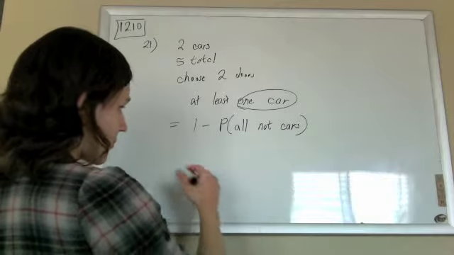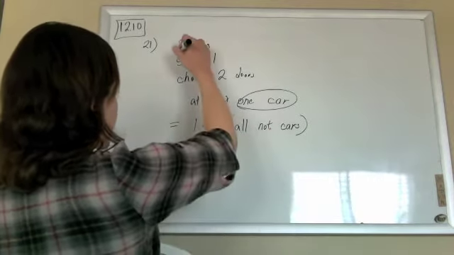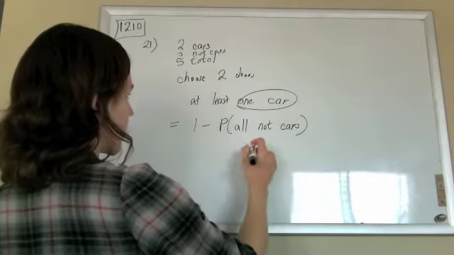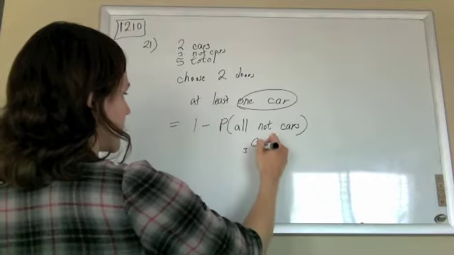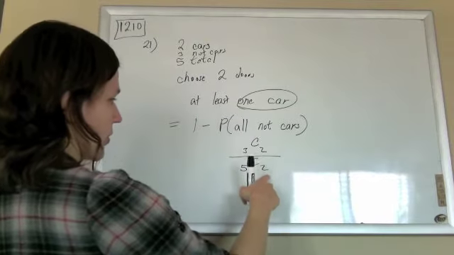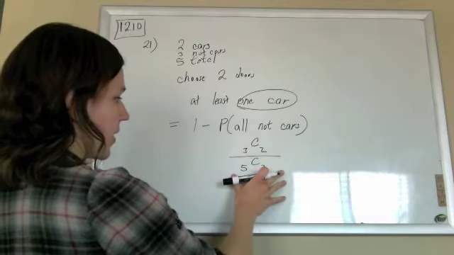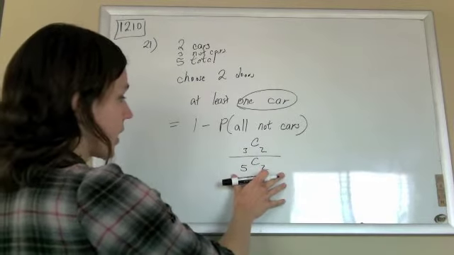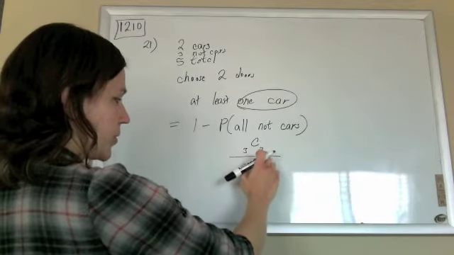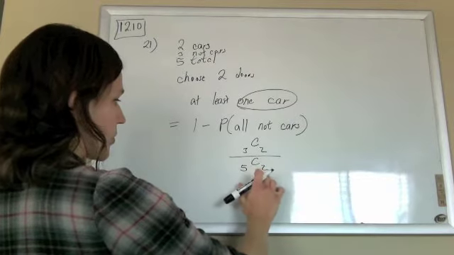So if we want the probability of getting no cars, there are 3 that are not cars. So 3 not cars, and we want to choose 2 of them out of 5 total, and we're choosing 2 of them. This is the probability of getting no car. There are 3 doors that don't have a car, and we would choose both of those. And there are 5 doors possible, and we're choosing 2 of those.